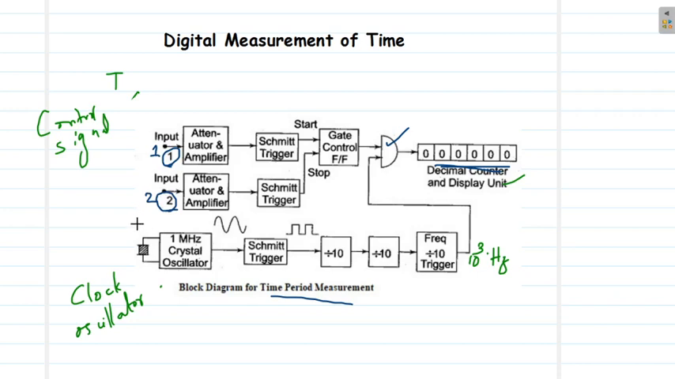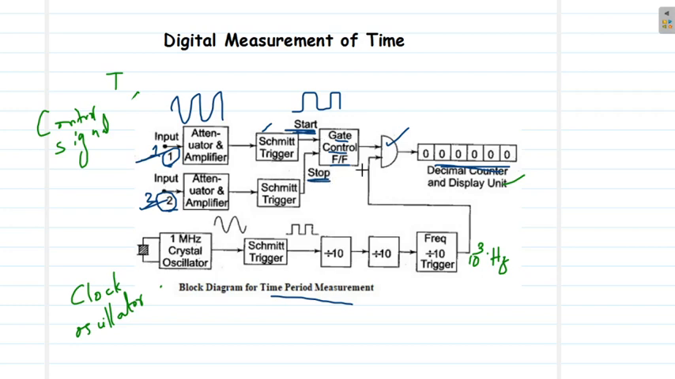Or if you want to measure the time period corresponding to a signal, that signal can be used to open and close the gate control flip-flop. So here we have an attenuator and amplifier to attenuate or amplify the signal. Then we have a Schmitt trigger. The Schmitt trigger is to convert the sine wave signal to corresponding pulses, which the gate control flip-flop is able to detect, and so on. So two inputs are there. We will feed input 1 or input 2 to start or stop the gate control flip-flop.